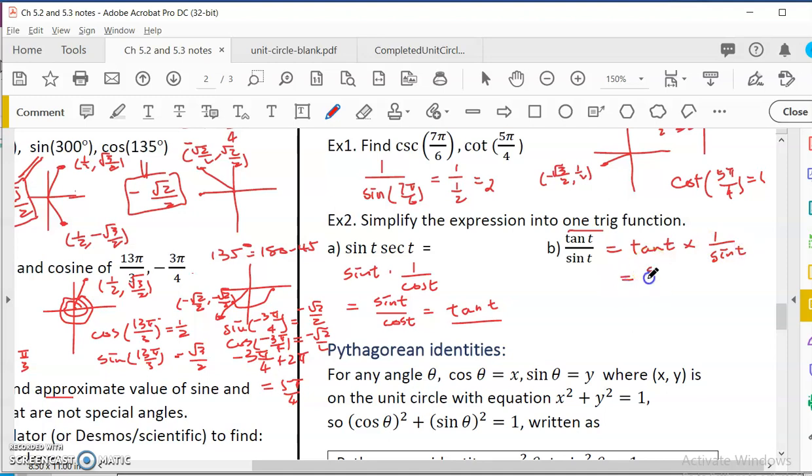Tangent t can be written as sine t over cosine t times 1 over sine t. Anytime you divide something, it's like dividing by 2 is multiplying by 1/2, right? So cancel, that's 1 over cosine t. But what is 1 over cosine t? That's secant t.